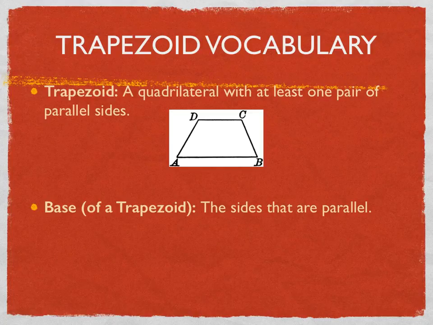A, D, and B, C. Are A, D, and B, C parallel to each other? No, let me try again. There you go. A, B, and D, C. Okay, those two there are my bases.